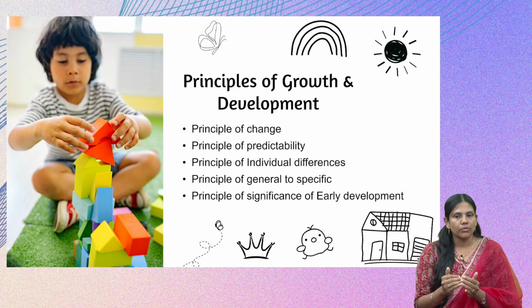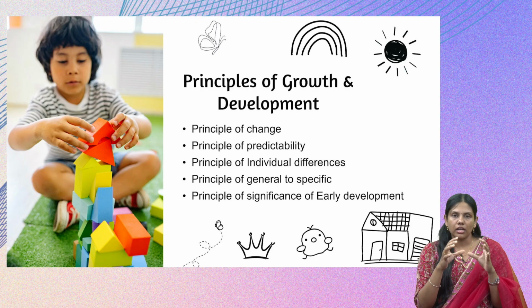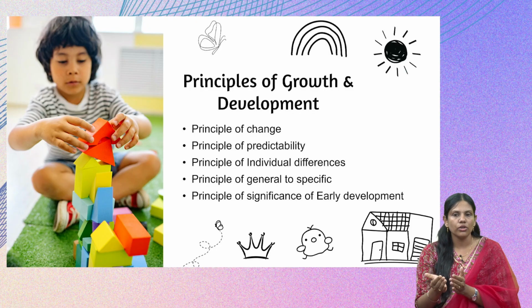And then the principle of general to specific. If you observe, the child first in general will start to express his or her emotion, just some word, something. But then when it comes to the specific, slowly as the age goes on, the child will get the ability to make sentences, make clear-cut explanations for whatever they are talking about, logical reasoning, all this will be developing. So the development process is from general to specific.